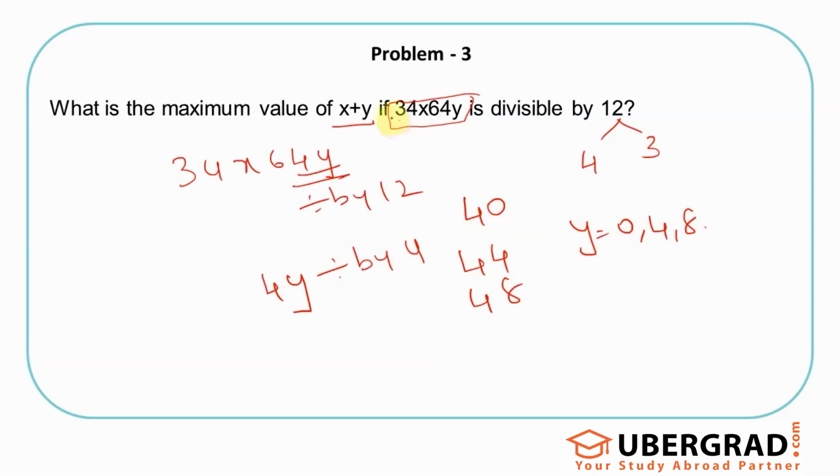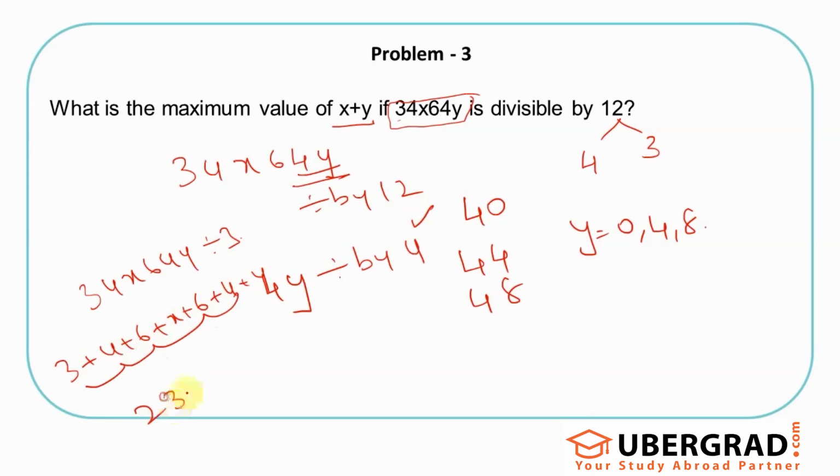What is the rule for 3? It says 34x64y should be divisible by 3 as well if it is divisible by 12. So that's basically the sum of digits, right? 7, 13, 19, 23. So it's basically 23 plus x plus y should be divisible by 3.